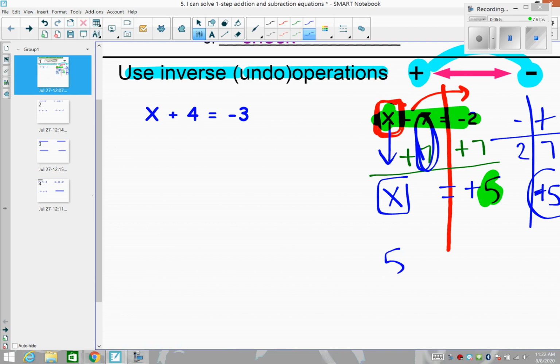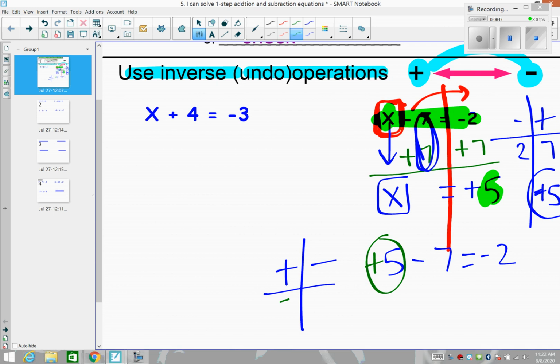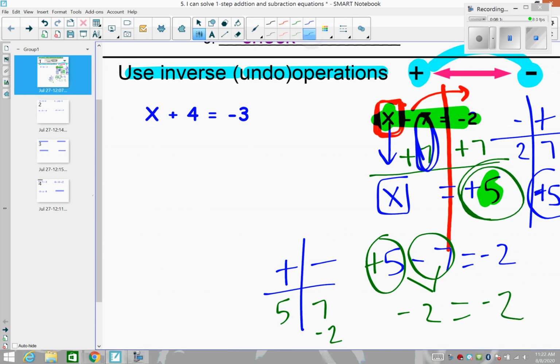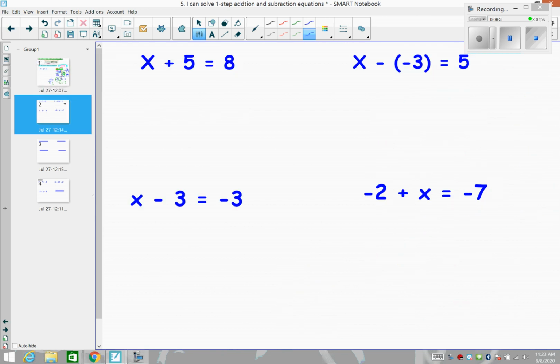Is it true that 5 subtract 7 equals -2? Well, if I were to tug of war, 5 subtract 7, I have 5 players on team positive, 7 players on team negative. Negative is stronger, 2 extra players. So is it true that the left side equals the right side? Yes. So we know that positive 5 is the solution for x. This is called a one-step addition subtraction equation.